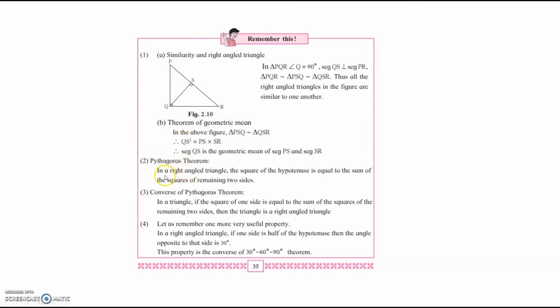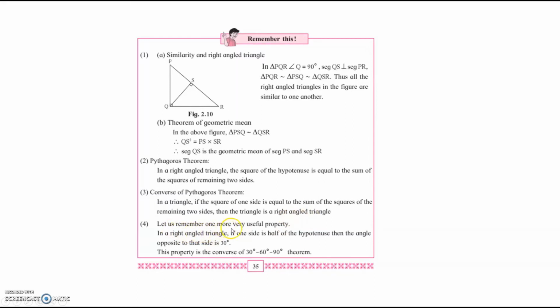Pythagoras theorem, you already know it. In a right angle triangle, the square of the hypotenuse is equal to sum of the squares of the remaining two sides. Here PQ square plus QR square is equal to PR square. Converse of Pythagoras theorem. In a triangle, if the square of one side is equal to the sum of the squares of the remaining two sides, then the triangle is a right angle triangle.